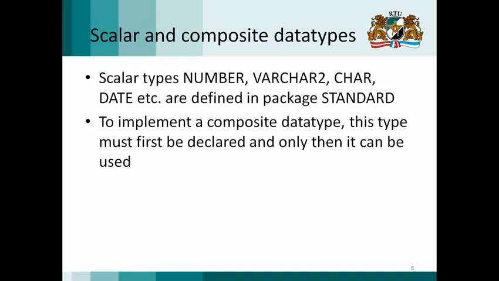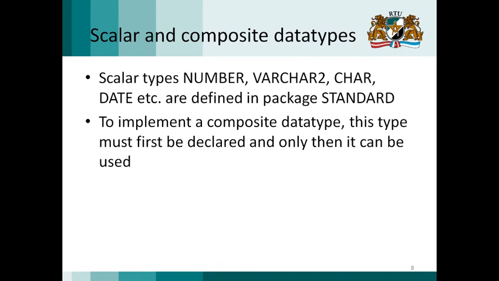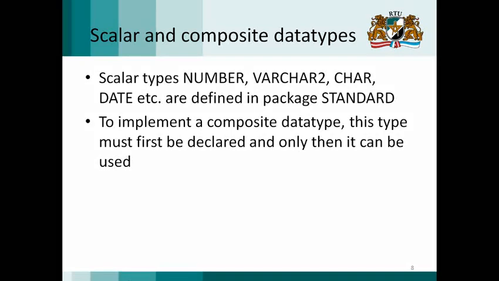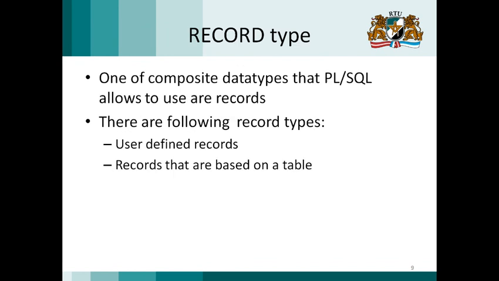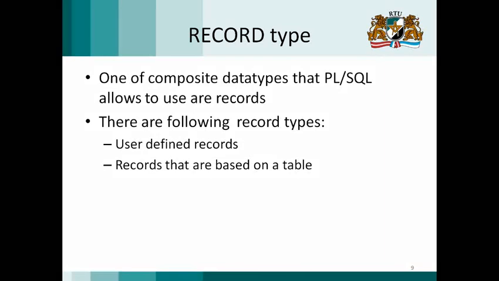If we want to implement a composite data type to use some record, table, or array, we must first create this type. We must first declare it, and only then we can use it for some purposes. We must first create the structure of the table, and only then we can insert data in the table, for example.